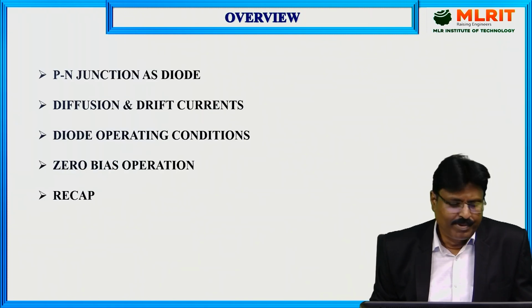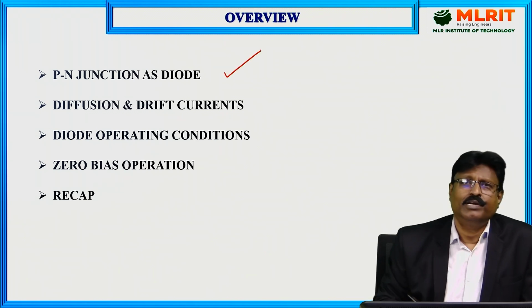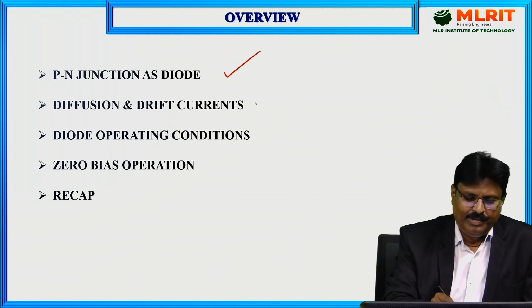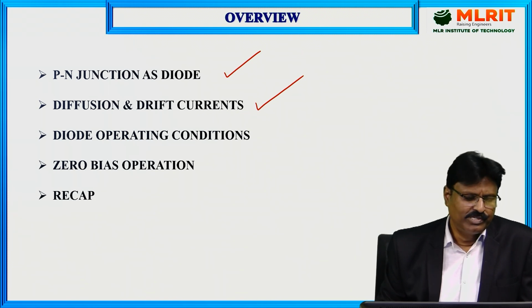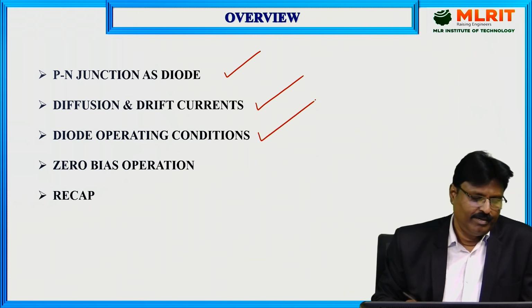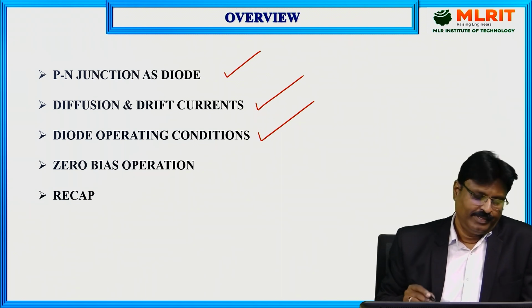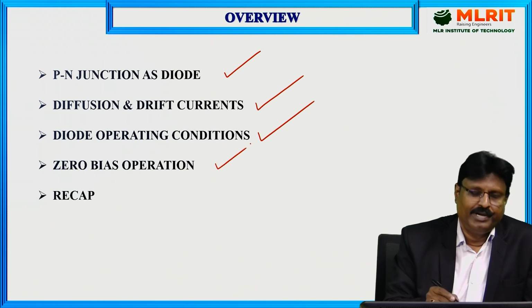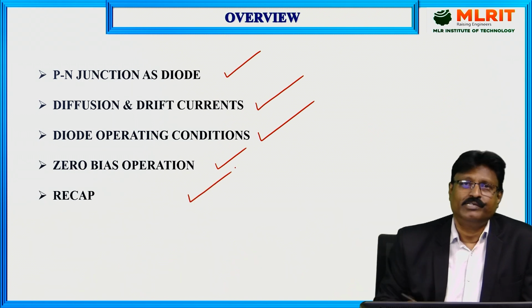And the overview of my presentation will go on like this. First, I will be saying about how the PN junction diode is formed. And then I will be discussing the transport phenomena of charge carriers inside the PN junction diode. Two types of currents exist due to the transport phenomena. One is called a diffusion current, the second one is called a drift current. And next I will be discussing the different operating conditions of the diode, out of which I will be taking the first type of operating condition, that is called zero bias operation. And finally, I will be recapping all the things whatever I discussed in this lecture.